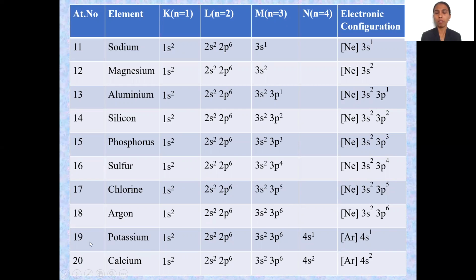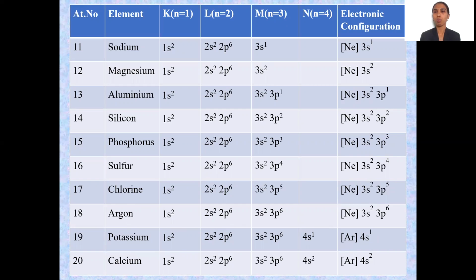See here, potassium having atomic number 19. So 4s1. So instead of writing 1s2, 2s2, 2p6, 3s2, 3p6, we can write argon, because the atomic number of argon is 18 and its electronic configuration is 1s2, 2s2, 2p6, 3s2, 3p6. So instead of that, we can write argon 4s1. This is the condensed electronic configuration of potassium. For calcium, argon 4s2. Okay, so this is the condensed form of electronic configuration.